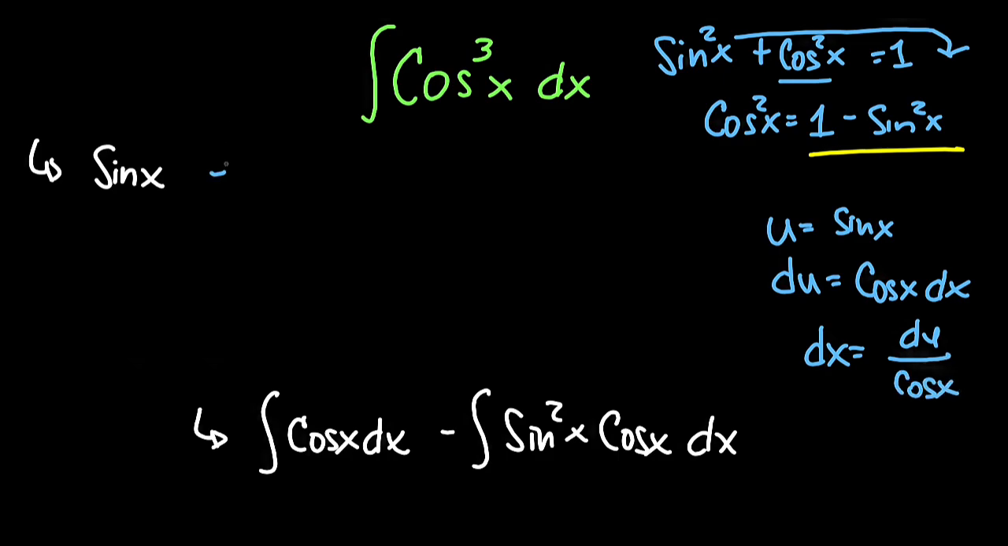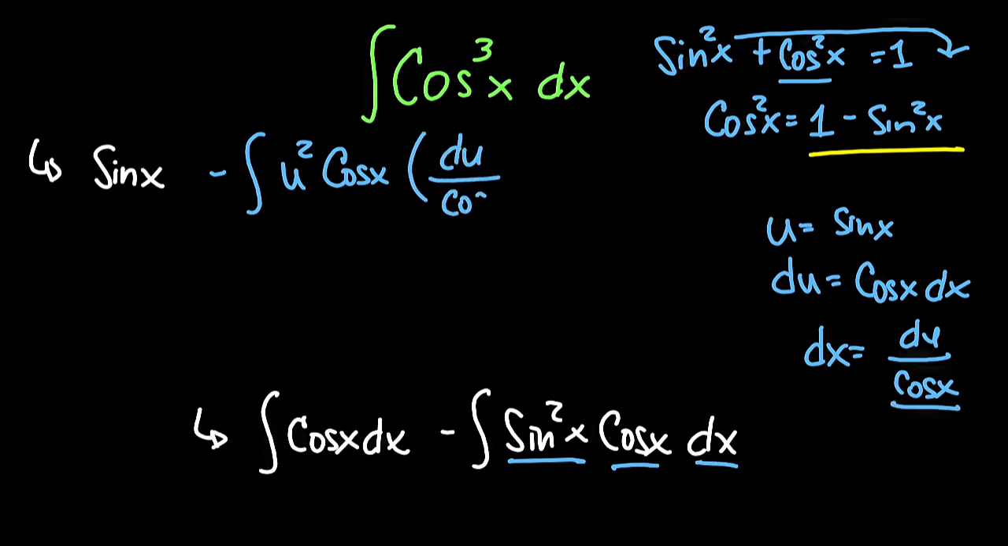And you can rewrite this. So this would be the integral of sine squared of x here is u squared, since u here is sine of x, and multiply it by cosine of x here, and dx right here is equal to du over cosine of x. You can actually see here that it will cancel, which leaves you with an integral of u squared du.